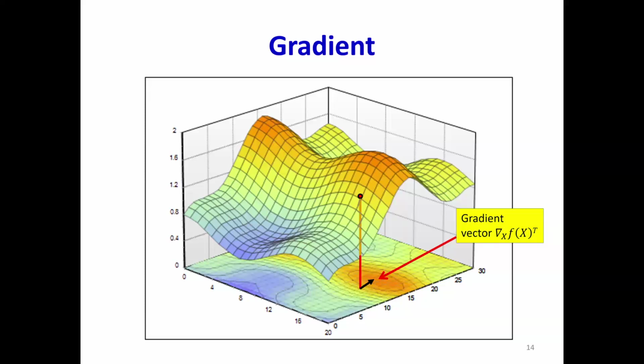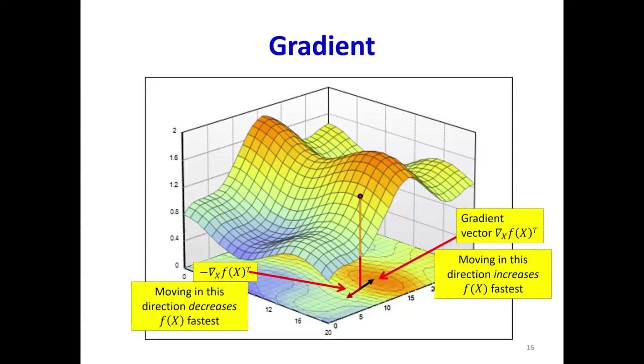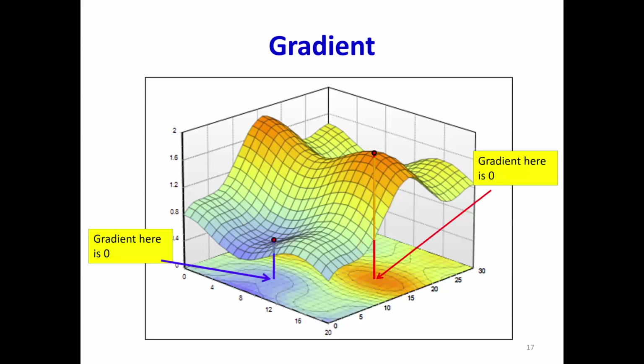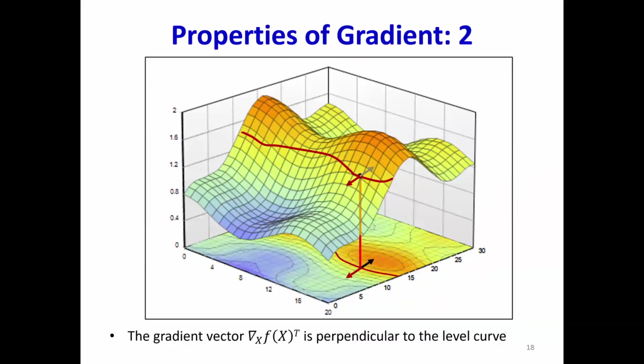Okay. So what is the direction in which the function decreases fastest? It's going to be the exact opposite direction, right? So moving in this direction increases the function fastest, and moving in this direction is going to decrease the function fastest, right? And if you have a turning point, that's where, regardless of the direction in which you're moving, the function does not change for really tiny movements. And so the gradient at the turning points is going to be 0, right?